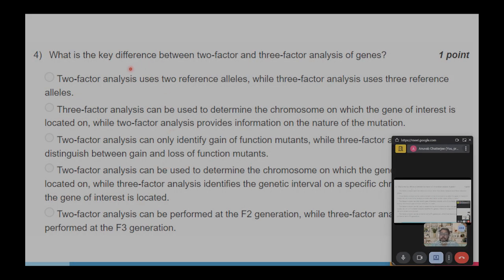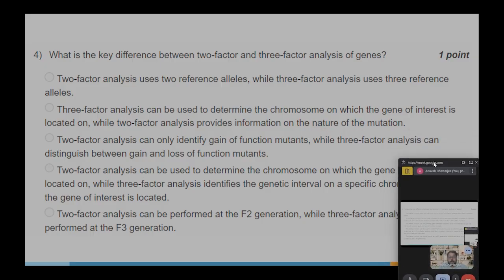The next question is, what is the key difference between 2-factor and 3-factor analysis of genes? The options are: 2-factor analysis uses 2 reference alleles, while 3-factor analysis uses 3 alleles. Two-factor analysis can be used to determine the chromosome on which the gene of interest is located, while three-factor analysis provides information on the nature of the mutation. Two-factor analysis can only identify gain of function mutants, while three-factor analysis can distinguish between gain and loss of function mutants.